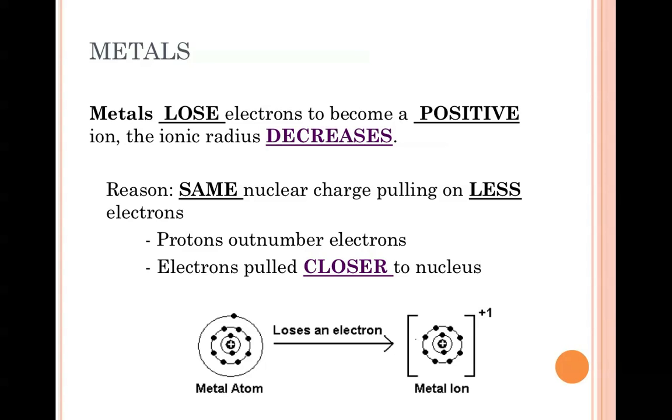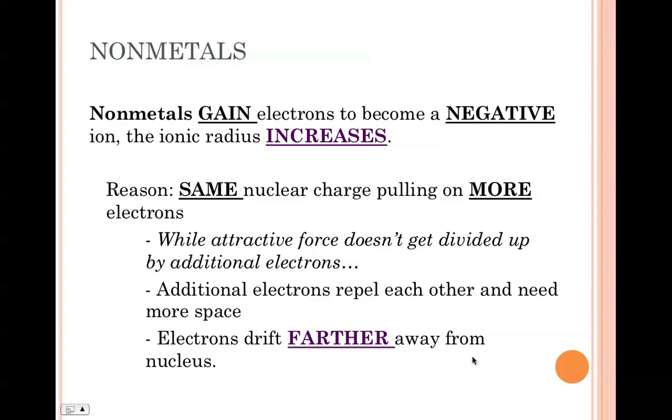We also lose that whole valence shell. So it's almost like taking an onion and taking out the outer layer. Now that we have that one less layer, we have a smaller ion. Nonmetals are going to gain electrons to become a negative ion, and when this happens, the ionic radius is going to increase. We have the same nuclear charge pulling on more electrons, and while the attractive force doesn't get divided up by additional electrons, we went over that when we talked about Coulombic attraction. However, these additional electrons are going to repel each other, and they need more space because of that. So the electrons are going to actually drift farther away from the nucleus.